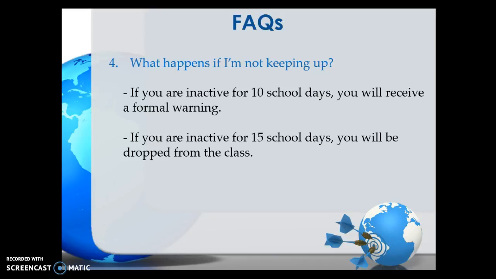Again, I hope that this isn't going to apply to anybody, but I do want to put that on the table so everybody's clear. 10 school days, 2 weeks without doing any work or submitting any work in the class, you receive a formal warning. If you go 15 school days or 3 full school weeks without doing any work, you'll be unenrolled from the course. Your counselor will be contacted and you'll be, I guess, reassigned at your base school to a face-to-face class there at school.